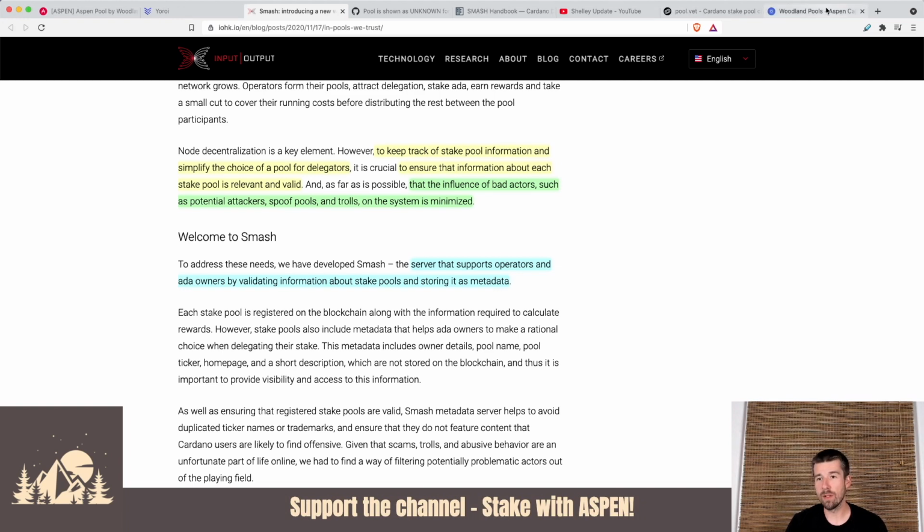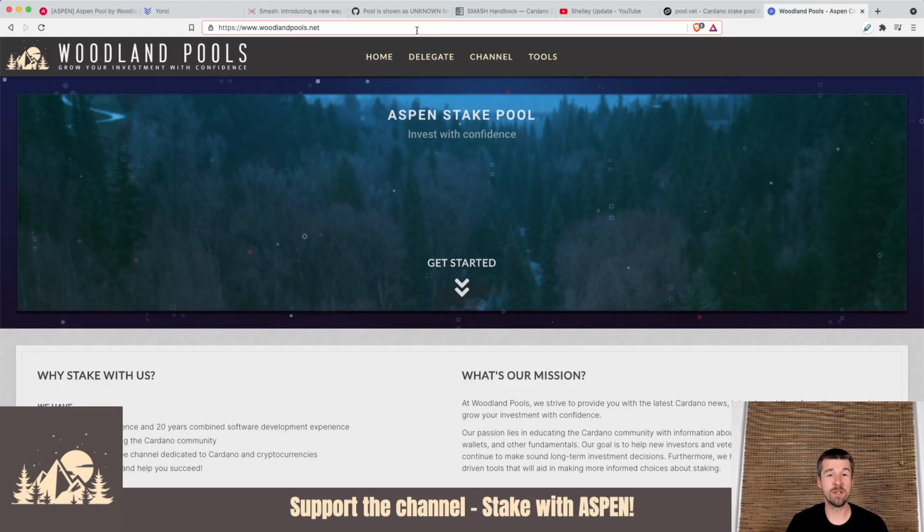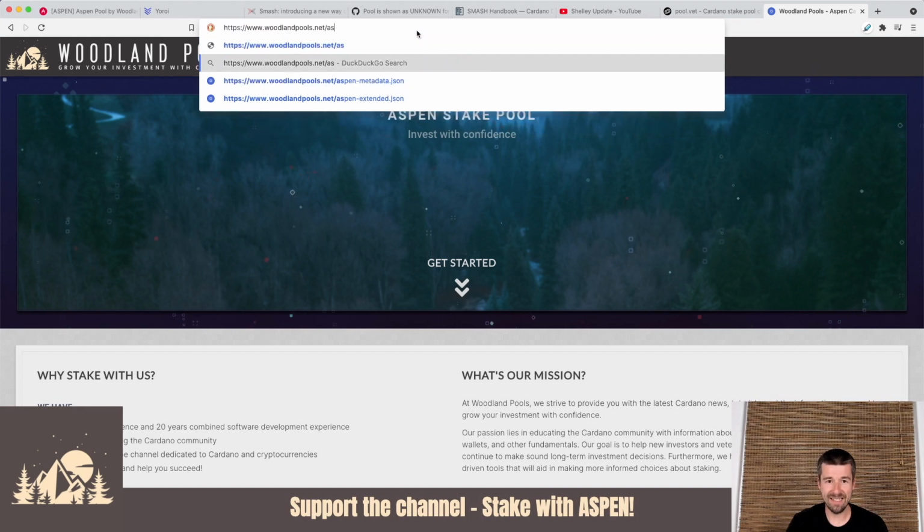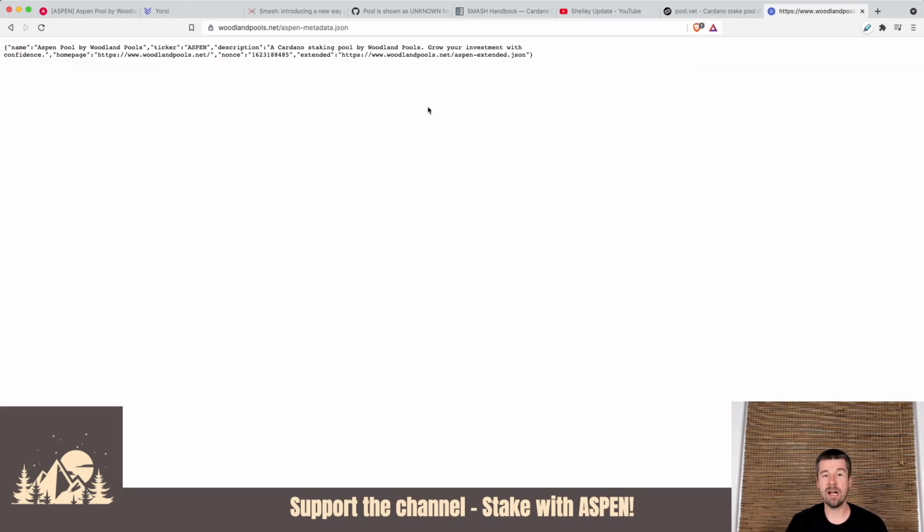If you were to come over to woodlandpools.net and you were to visit the specific endpoint, aspenmetadata.json, you would actually see our stake pool's metadata file. So you see here that the metadata for the stake pool, and this is for every stake pool, they all have all these same properties. This is part of the registration process when you're registering your stake pool. You'll see that we have our name, the ticker that you see when you're doing a search, a description of the pool, our homepage, the nonce, and we can also see a URL for where the extended metadata is hosted.